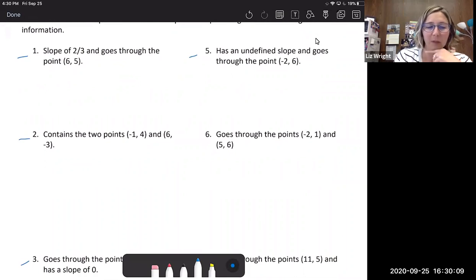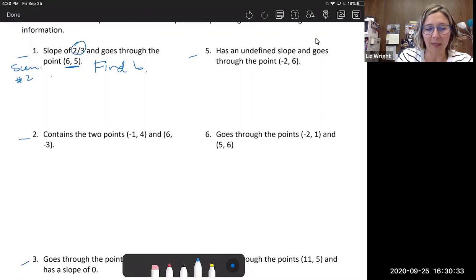So here we go. We're given a slope of 2/3, and it goes through the point (6, 5). So which scenario is that? This is scenario 2. They give us our slope and they give us a point. We have to find b. So this is scenario 2. Go back and check your notes as you're doing it.